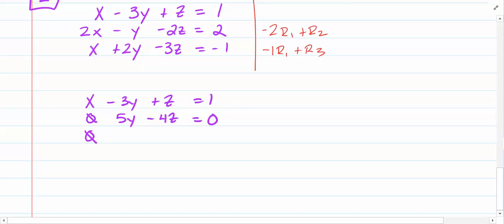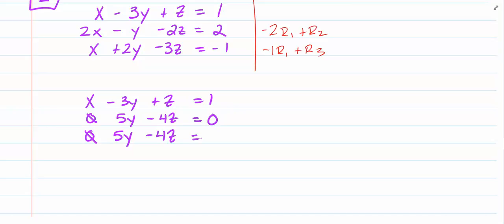Okay, let's do the next one. -1 times a -3y. 3y. 5y. Good. Okay. -1 times z. -z minus 3z. -4z equals -1 times 1. -1 minus a 1. -1 minus 1. -2.